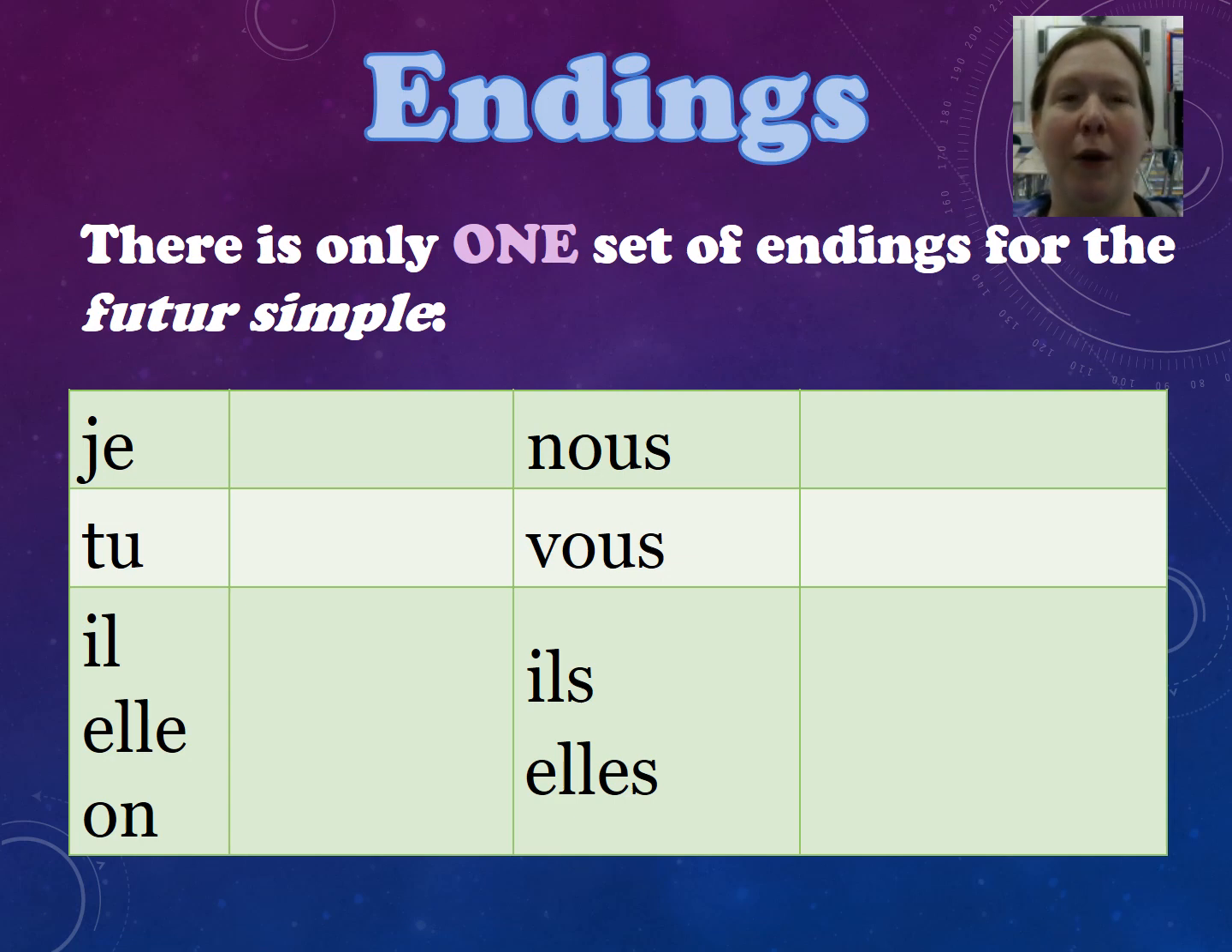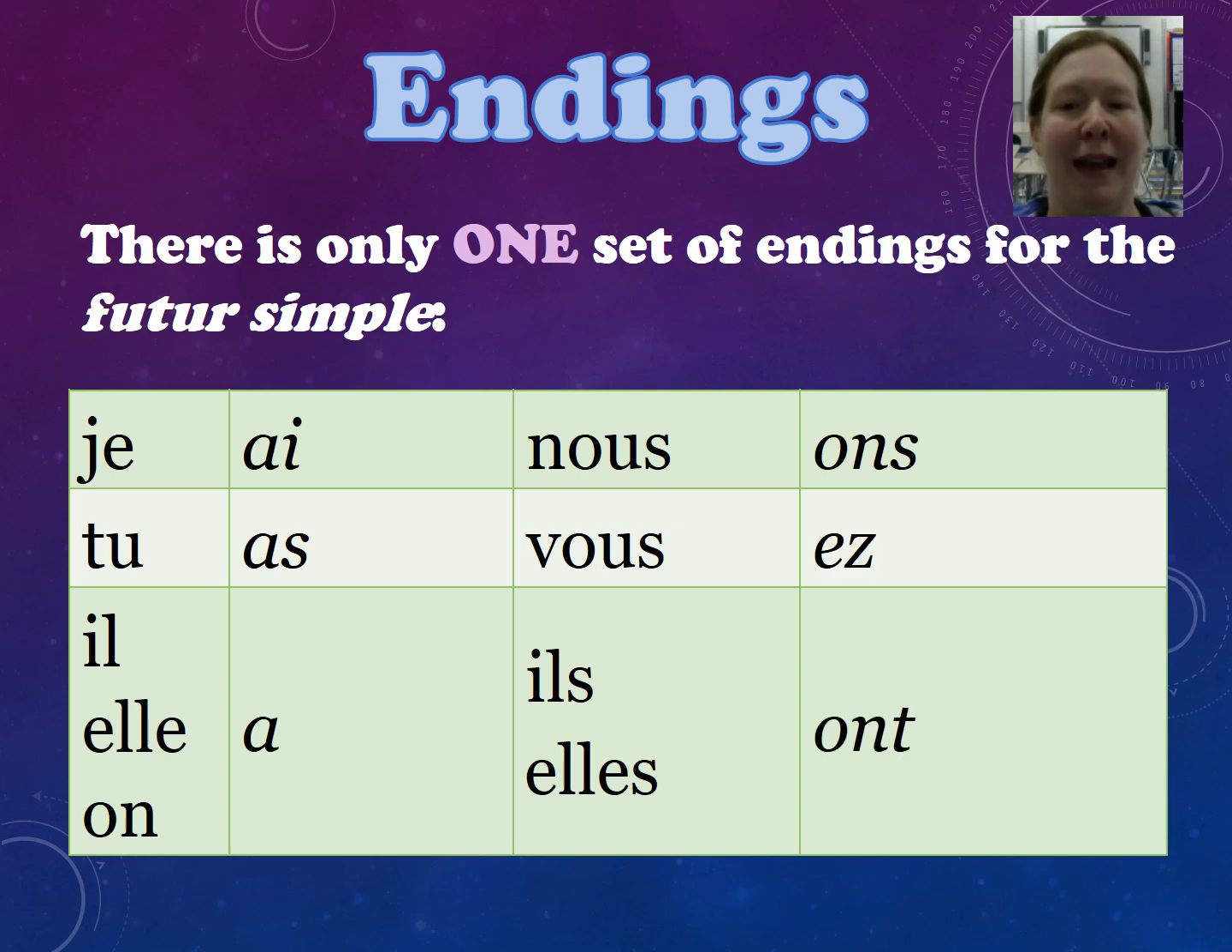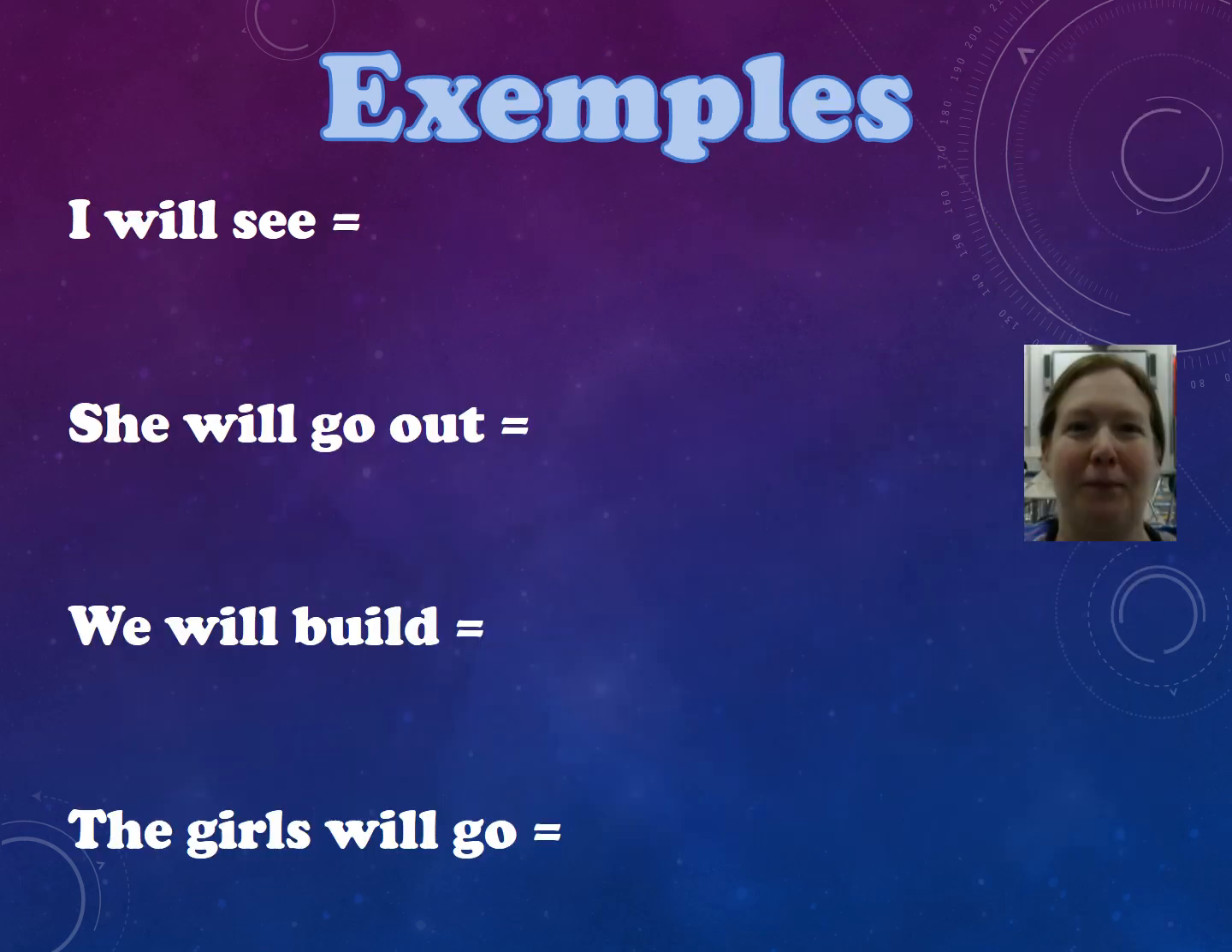All right, so we're going to add our future endings to all of these, and the endings are exactly the same, whether it's regular or irregular, spelling change, doesn't matter in the future, you're always using the same endings. Ai, as, a, ons, ez, and ont. And again, please remember that it's ONT and not ENT here. We tend to want to do ENT because it's like that way for so many tenses, but not for the future. It's ONT.